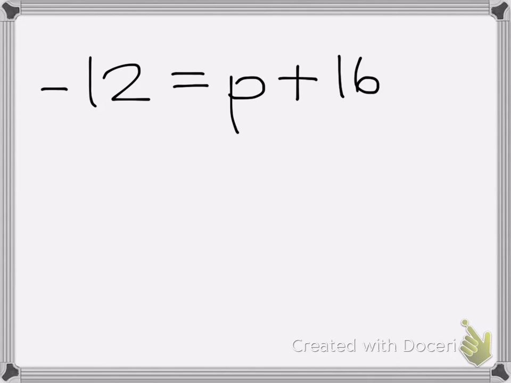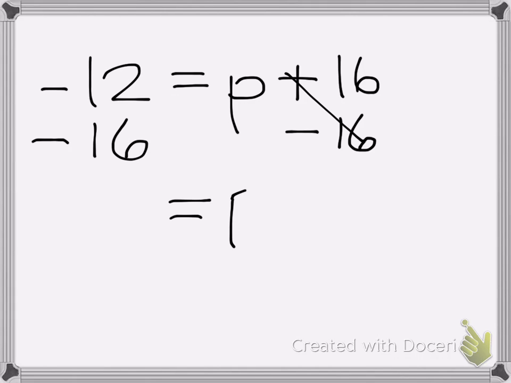The next one, we have p plus 16. So on the side with the 16 and the p, we want to cancel out the 16. This plus 16 does apply, so we can subtract because it's plus. We're also going to subtract on the other side. And we have negative 12 minus 16.